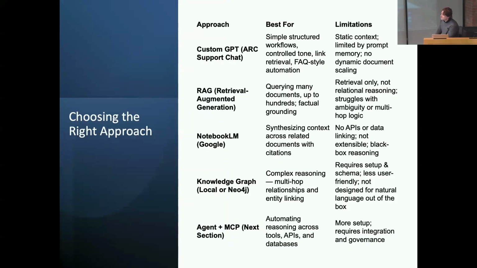If you want to go beyond that, you could create a RAG to retrieve multiple amounts of information. Google LLM, you could use it for synthesizing across multiple different things. You could also use it to search. Knowledge graphs, you need connections, you need diagrams, you need networks, then you need a knowledge graph.